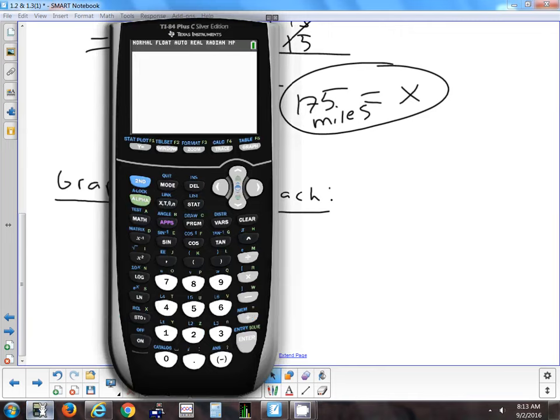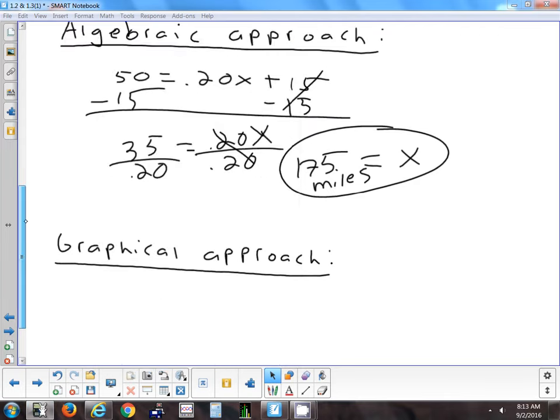First thing I want you to do is, once you have your calculator, make sure you turn it on. And in the upper left, I'm going to press y equals. Y equals is where you want to type in all your equations. Is there anybody that has a screen after they press y equals that's different than what I have?